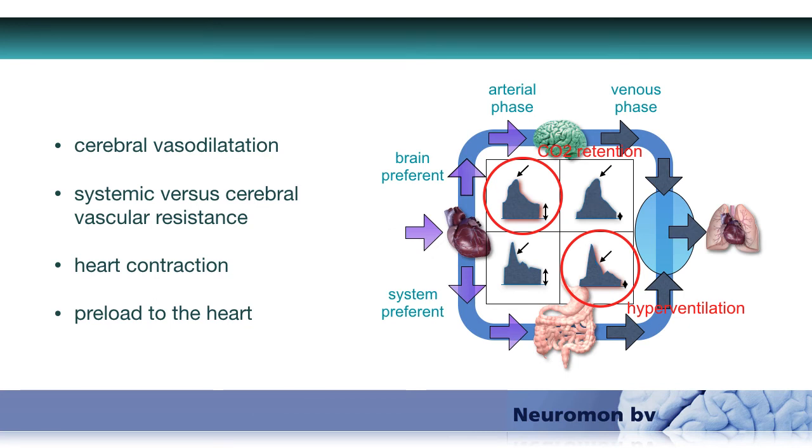Theoretically, an increase in cerebral blood flow during CO2 retention can occur because of 1. Cerebral vasodilatation, 2. An increase in systemic vascular resistance directing the blood preferably to the brain, 3. An increase in heart contractility, and 4. An increase in cardiac output by increasing the venous return to the heart. In the diagram at the right, an attempt has been made to relate these different possibilities to the morphology of the blood flow velocity signal. We will come back to this at a later stage.